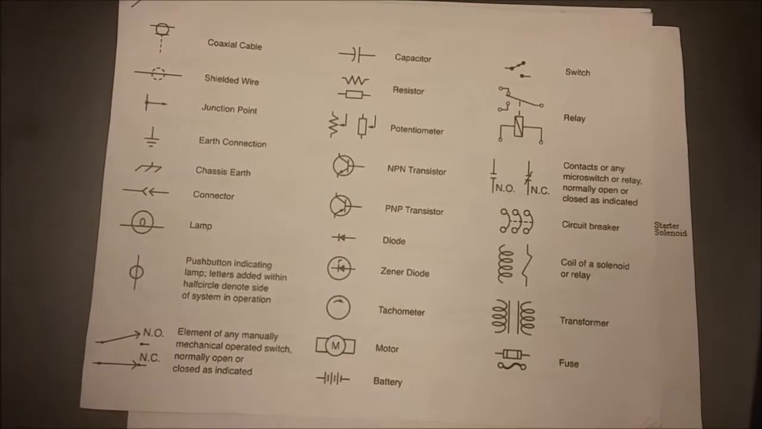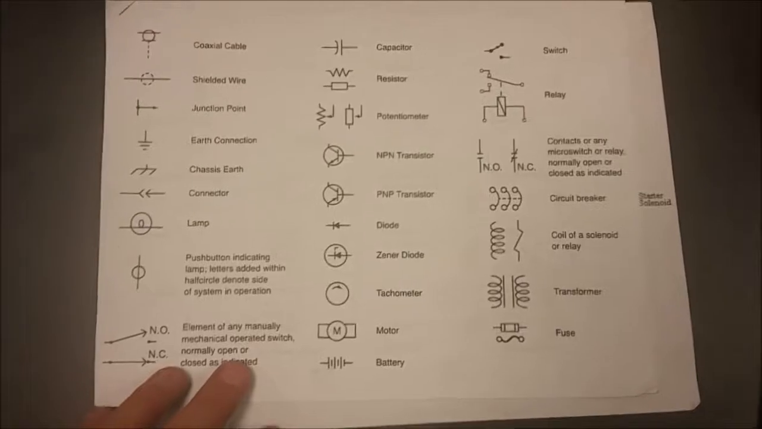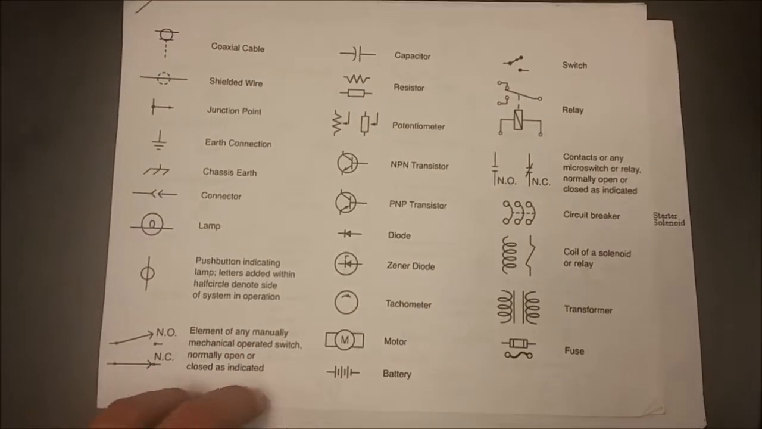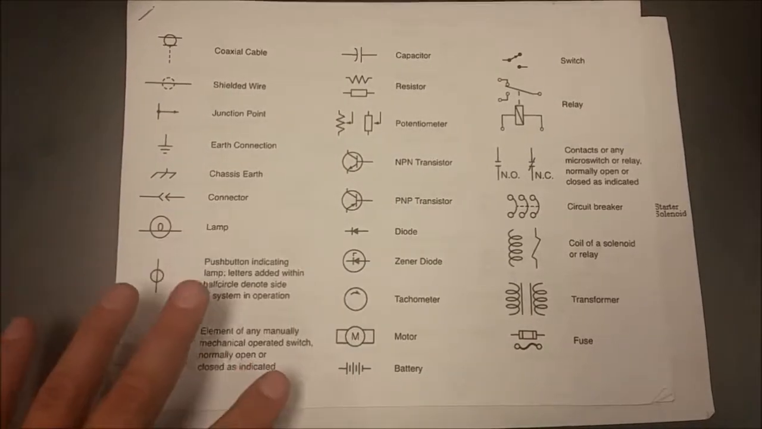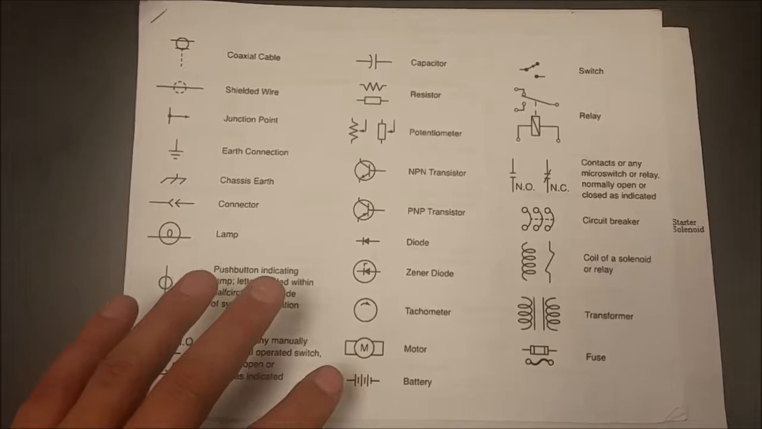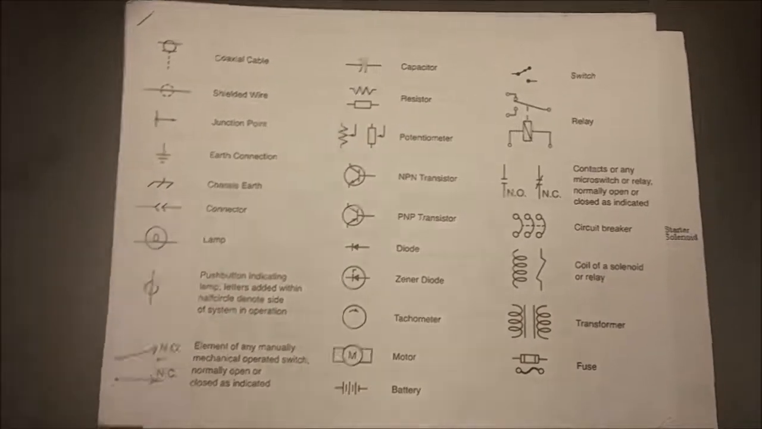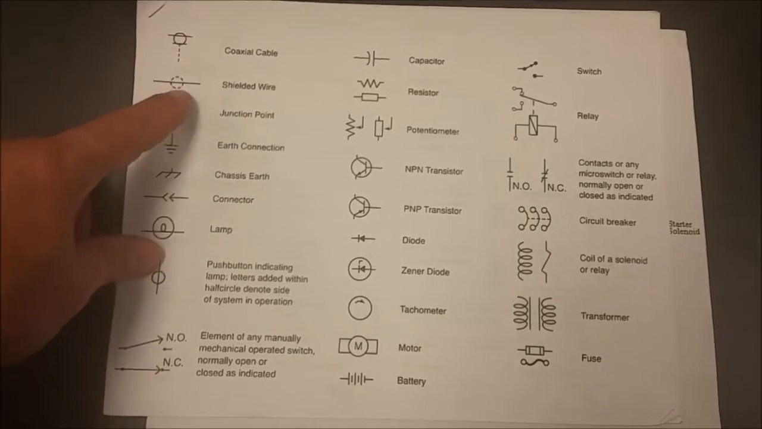When you start reading schematics, you kind of have to know what you're looking at. This is called a schematic legend. This is just from the internet. It has things like coaxial cables, shielded wire. Not every schematic will have these pieces on them, and not every schematic will use a coaxial cable or a shielded wire.